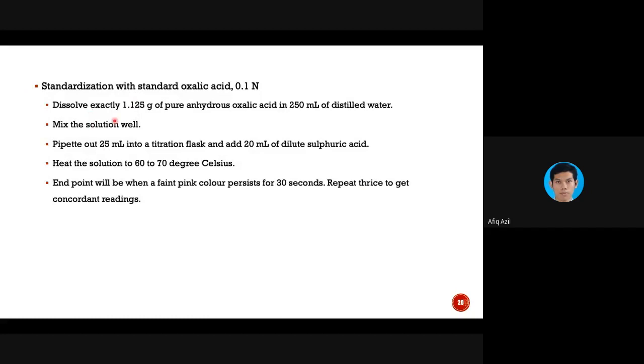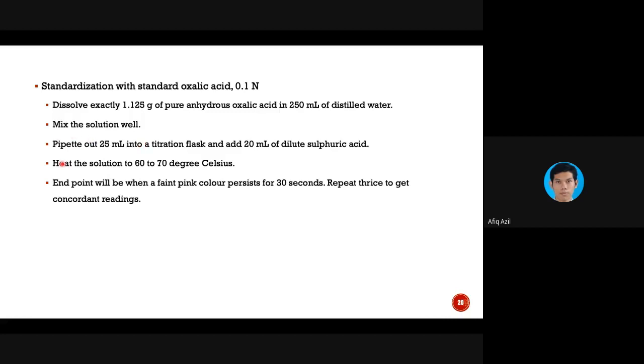And how it is standardized. So you can use oxalic acid. So to prepare the oxalic acid, so normally the oxalic acid is anhydrous, so without the presence of water. So that's why it is suitable to be regarded as the primary standard. So you dissolve 1.125 gram of pure anhydrous oxalic acid, okay, anhydrous, no presence of water, in 250 ml of distilled water. Then you can mix the solution, can use the ultrasonic bath as well.